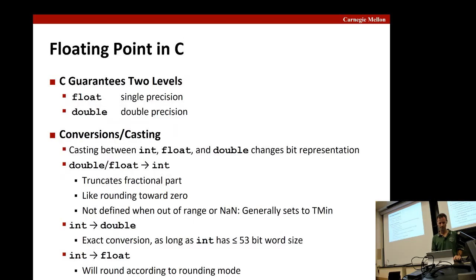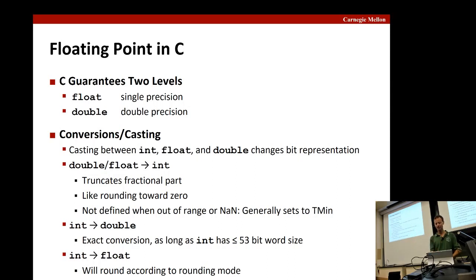Okay, good. All right, so what about in C? C has, you can declare something to float, which is a single precision, or a double, which is double precision. And now let's look at casting. If you take a double or a float and you cast it into an integer, then what happens? Well, it will just truncate the fractional part. Just drop all the fractional part, you get the integer. And so that's equivalent to rounding towards 0. Right? You just got rid of all the bits.